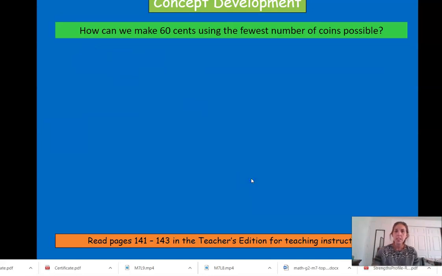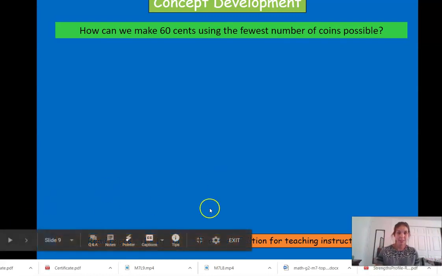How can we make 60 cents using the fewest number of coins? I'm going to give you a second to try this one. Use the coins you have in front of you. Remember, we were just talking about using quarters first. See if you can use 1 quarter, and maybe even see if you could use 2 quarters. And then see how much you would need, and then count up from the quarters. Okay. Pause me if you need more time, but we're going to look at this.